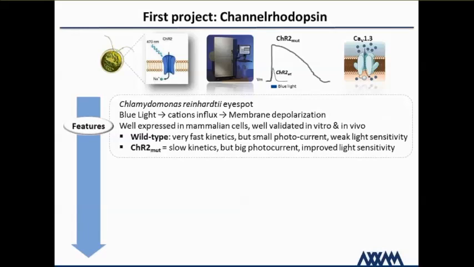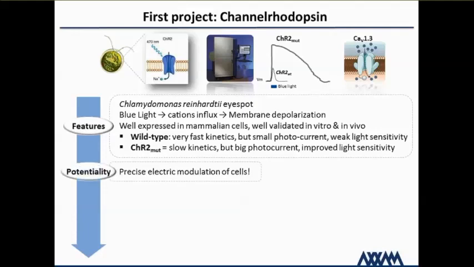It is a very well-validated system where the blue light stimulation of Channelrhodopsin can rapidly induce a cation influx and a depolarization of the plasma membrane of the host cell. We decided to use a mutant version of Channelrhodopsin 2 because it showed an improved photocurrent and light sensitivity compared to the wild-type version, even if with a much delayed kinetics.